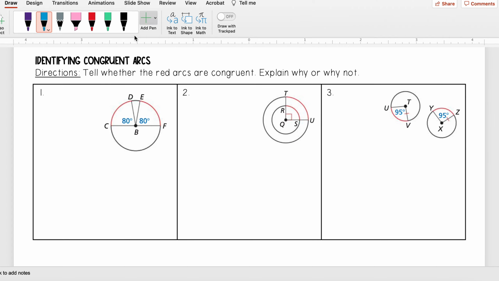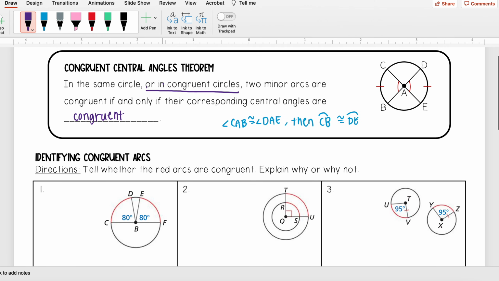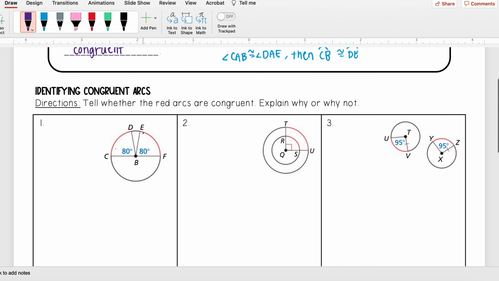So for these examples, we're going to be identifying congruent arcs. We're going to tell whether the red arcs are congruent, and then explain why or why not. So here I have my red arcs DC and EF. These are on the same circle, so I can use this congruent central angles theorem. And so this tells me that if their corresponding central angles are congruent, then the arcs are congruent. I see that for both DC and EF, its central angles are both 80 degrees.